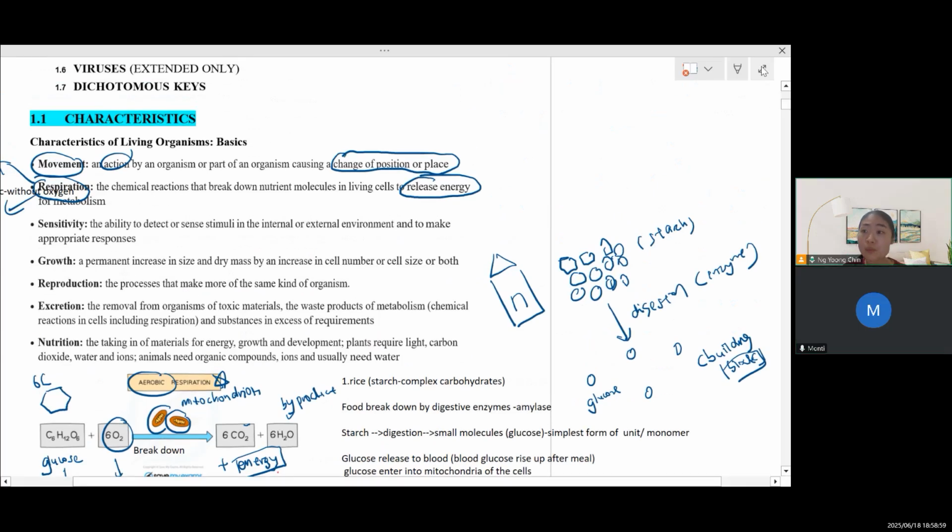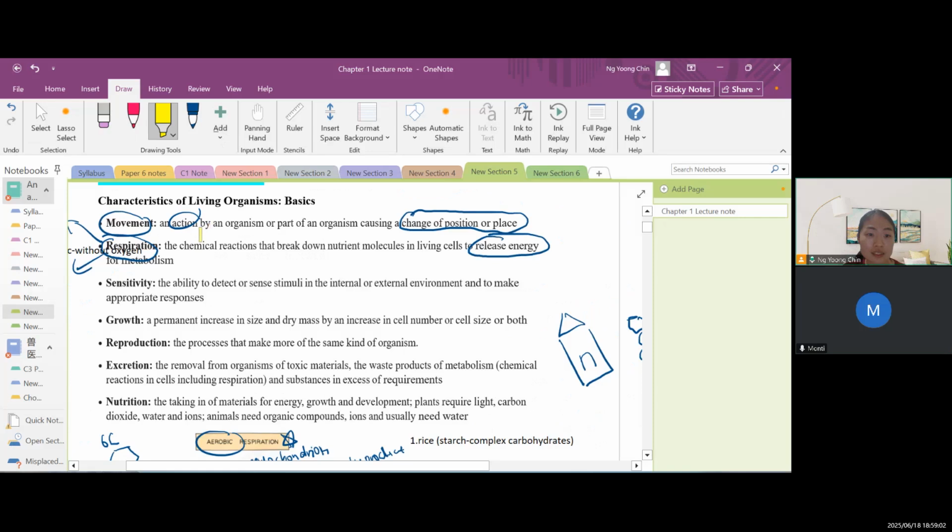Now you look back at the statement. See, it's a chemical equation. Sorry, it's not a chemical equation, it's a chemical reactions breakdown. Nutrient molecules refer to, for example, glucose. Glucose is a kind of nutrient molecule, because inside the glucose, they contain what? They contain the chemical energy, right? Because our food also contains chemical energy.